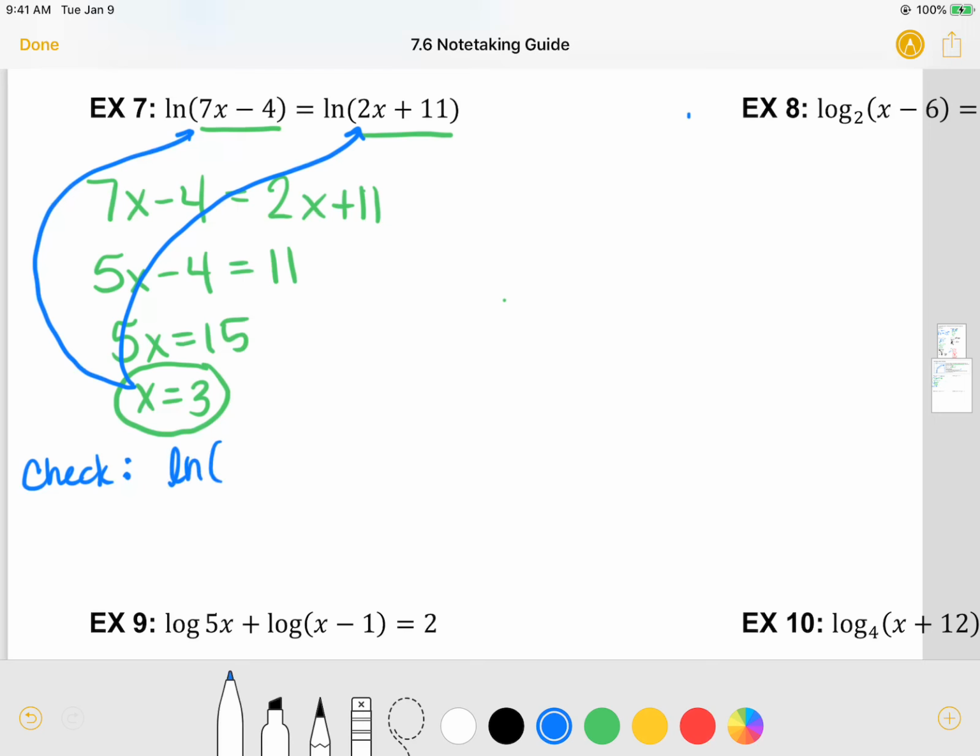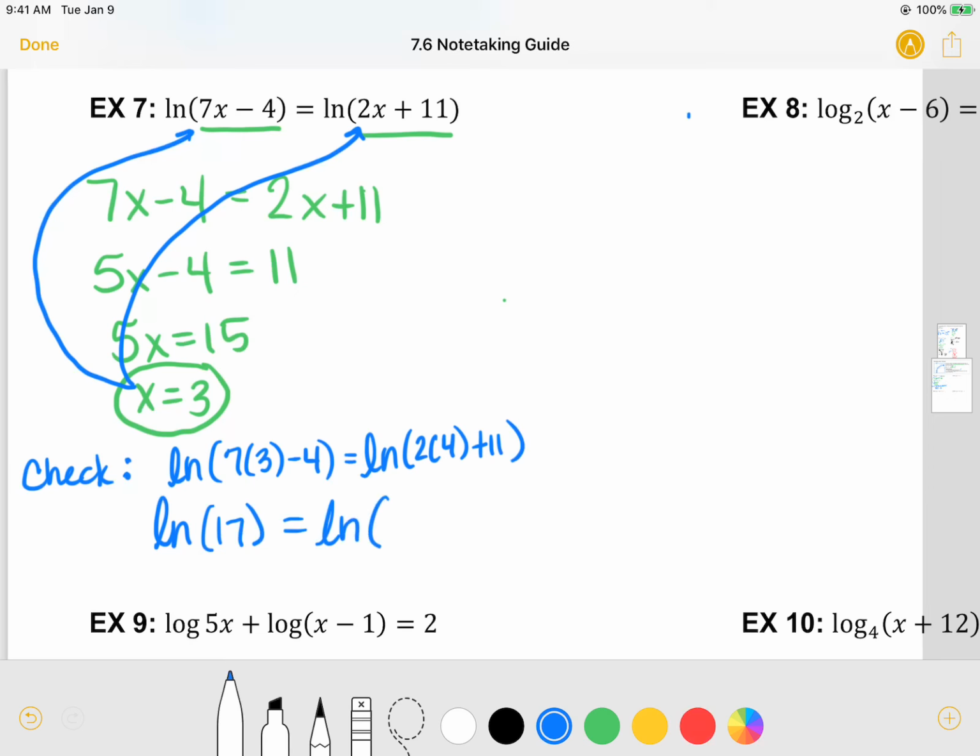So natural log of 7 times 3 minus 4 should equal the natural log of 2 times 4 plus 11. And we should not have any negative logs. In fact, they have to be greater than 0. So what we have is the natural log of 21 take away 4, which is 17, and that's a number greater than 0, so that's good.